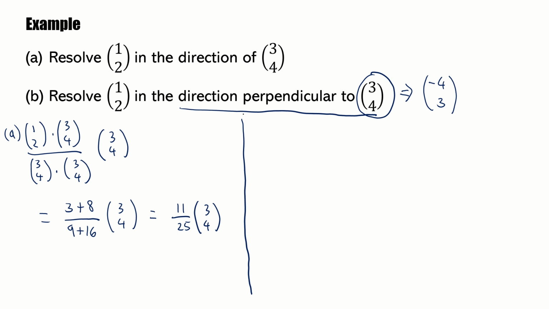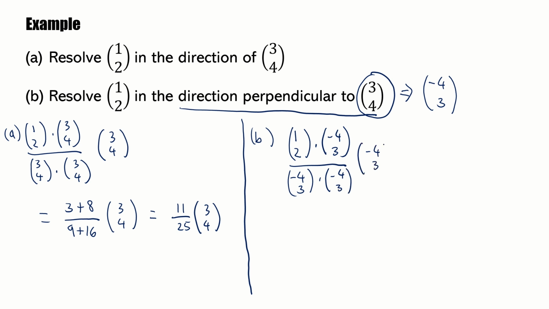We're now going to do the same thing for part B, but now we're resolving 1, 2 in the direction minus 4, 3. So therefore we're going to do 1, 2 dotted with minus 4, 3 divided by minus 4, 3 dotted with minus 4, 3, lots of minus 4, 3. So we just got to continue on and work that out. So the top will now be minus 4 plus 2 times by 3, which is 6.